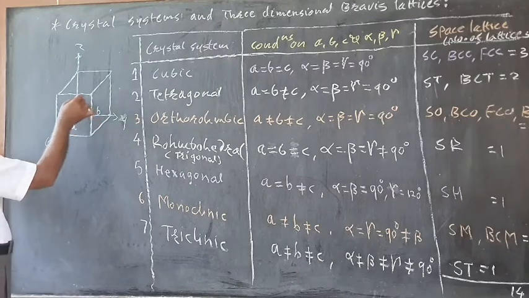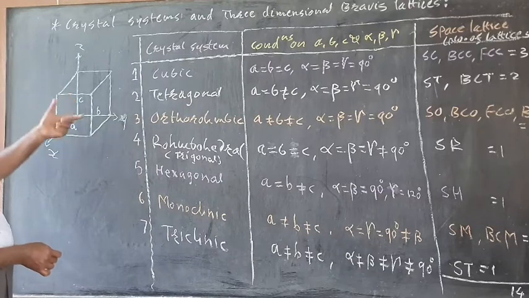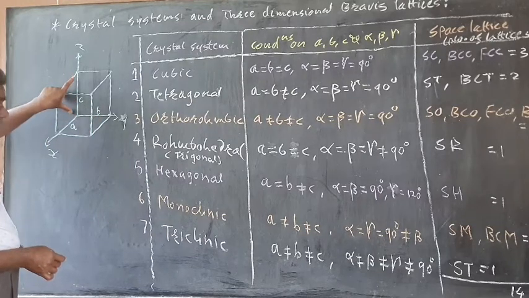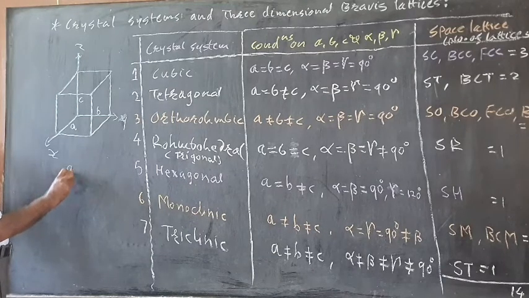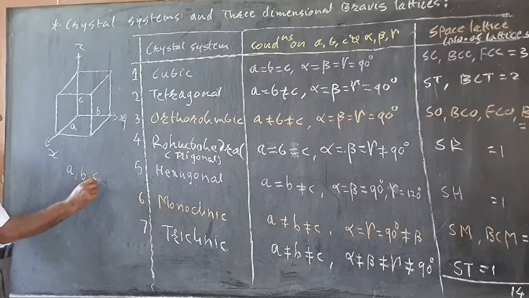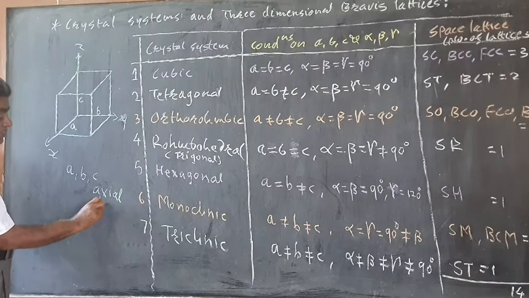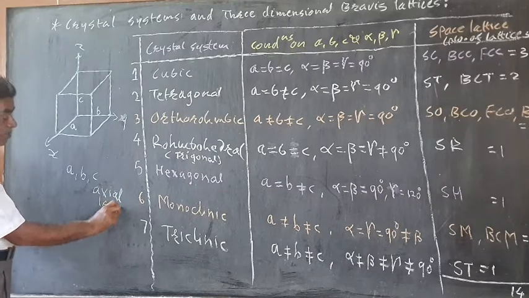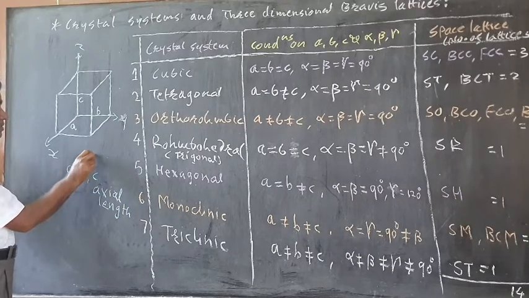These are known as the lengths of the unit cell along the x direction, the y direction, and the z direction, and they are also called the primitives of the unit cell. So A, B, C are the primitives or axial lengths of the unit cell.